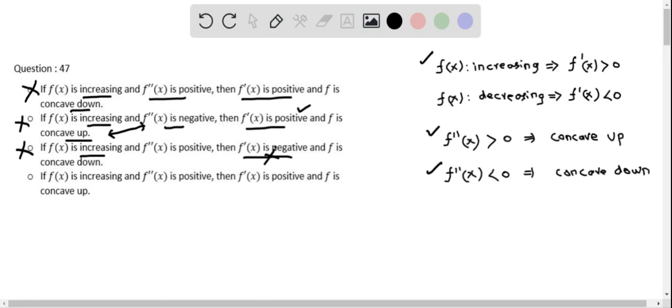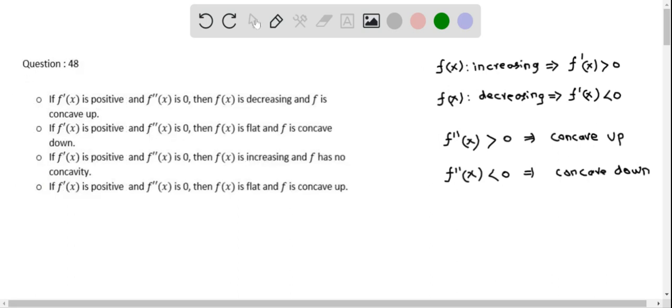However, let's verify that. So here it is given as f of x is increasing, then f prime should be positive. So it satisfies this condition. And the second derivative is positive, so it should be concave up. It also satisfies this condition. So we say that the fourth option is correct.